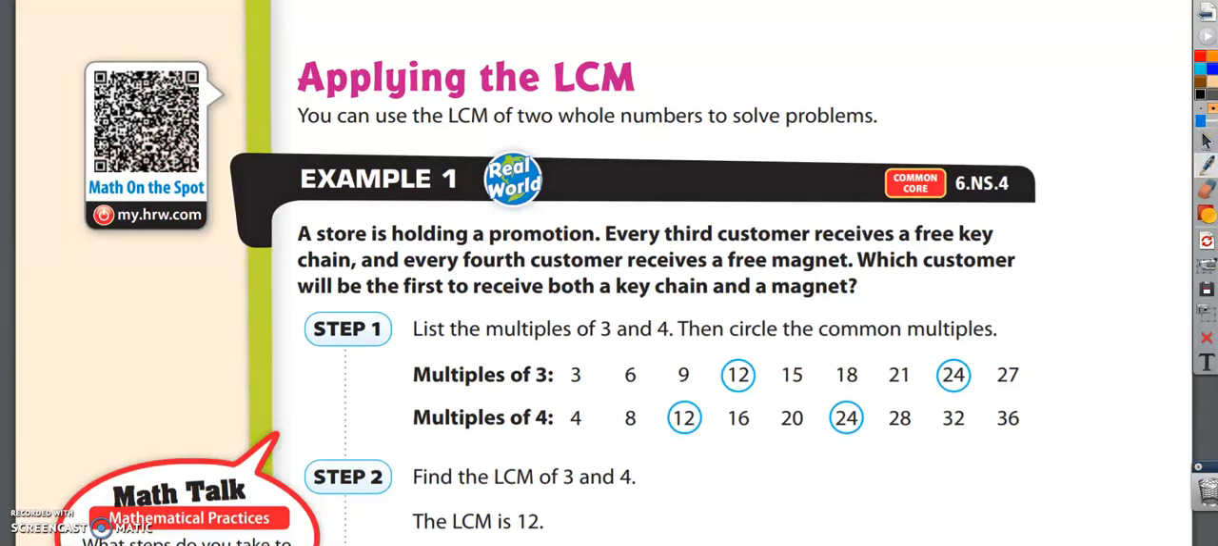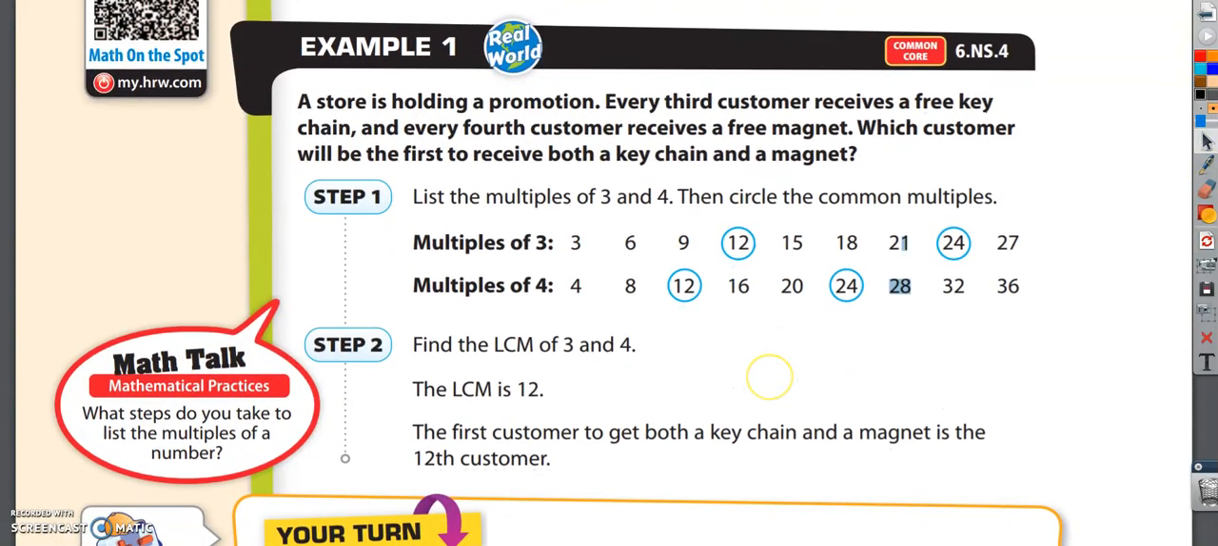Okay, we are on lesson 2.2. This is page 38. And we're going to apply the LCM. It says you can use the LCM of two whole numbers to solve problems. Let's go ahead and check out example 1.